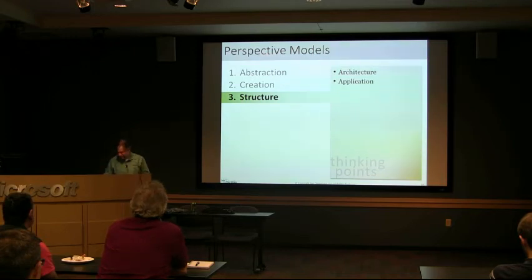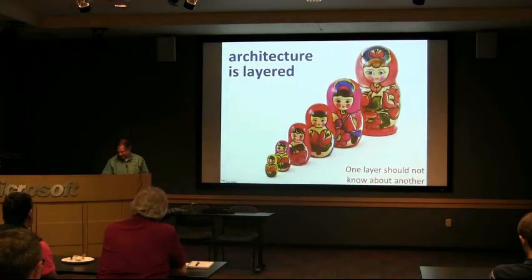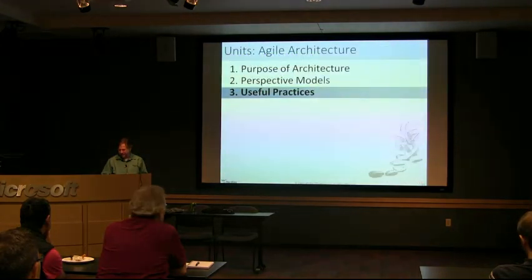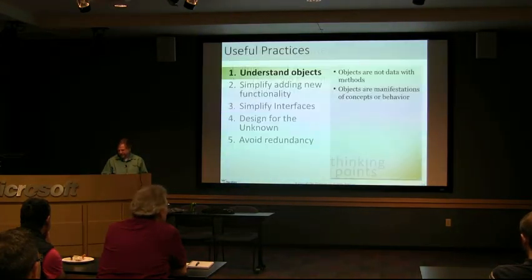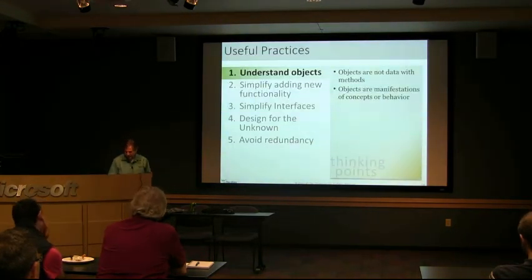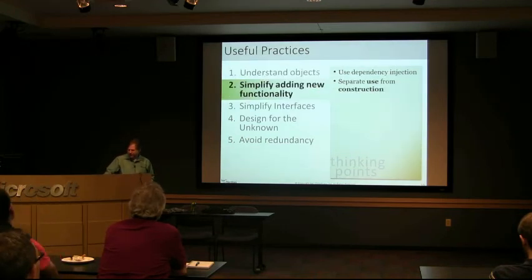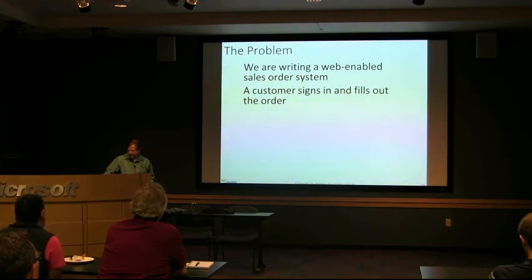Okay, so what do I mean by structure? Because I'm not sure I'm going to get through all the material. I prefer not to cover all the material. We just talk some. You know, one layer not knowing about another layer is an idea. And this is a common kind of system architecture thing. I did want to talk about a couple other simple things. I think I've probably already talked about this. You know, objects aren't data with methods. They're really manifestations of concepts of behavior. Separate use from construction. I think I actually just mentioned that.